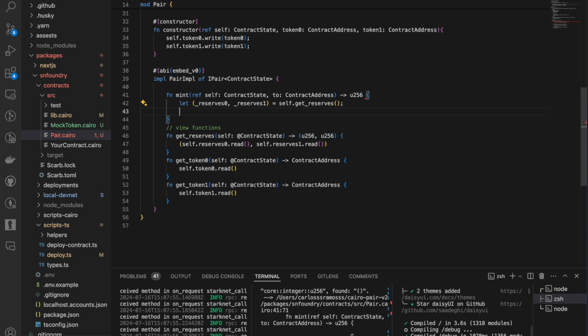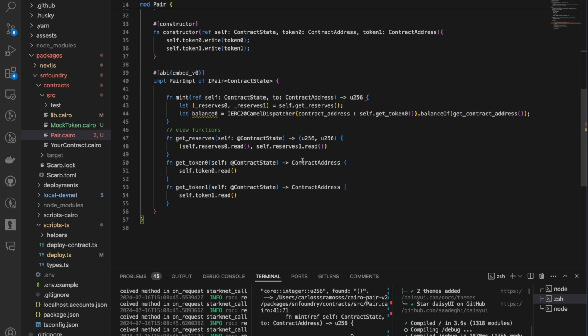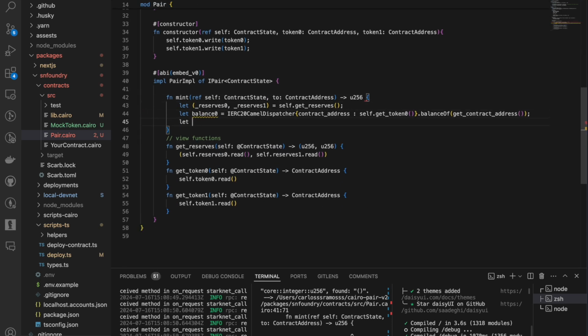All right. Now we need to use these. We need to get the balances of these two tokens in the contract. So we call it balance 0. It's going to be the dispatcher with contract address, the self token 0, and we're going to get the balance of this contract. So I'm going to use get contract address. This is an internal helper from StarkNet. So I'm going to use a StarkNet import. I'm going to maybe use other functions later, so I'm going to put this there, and this should work fine. Now let's do the same for the second token.